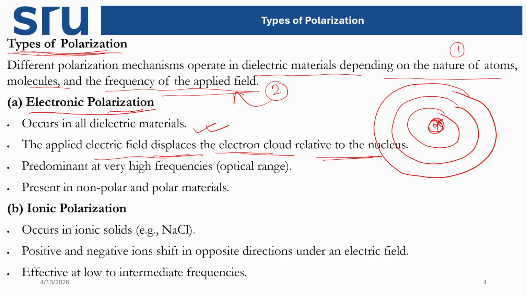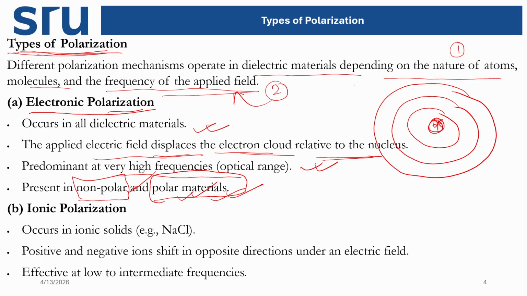This is predominantly observed at high frequency, meaning when the applied field has a higher frequency, we can observe this property. It is present in both non-polar and polar materials: polar molecules have a permanent dipole moment, and non-polar molecules do not. In both cases we can see this kind of polarization.